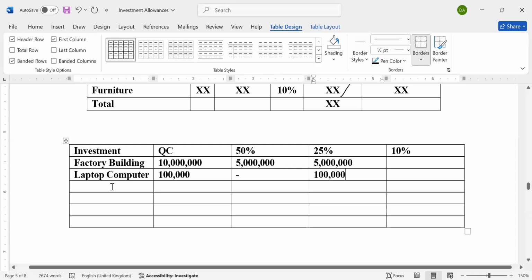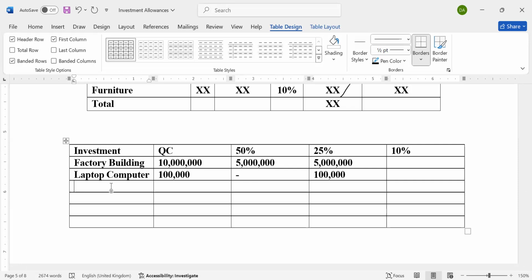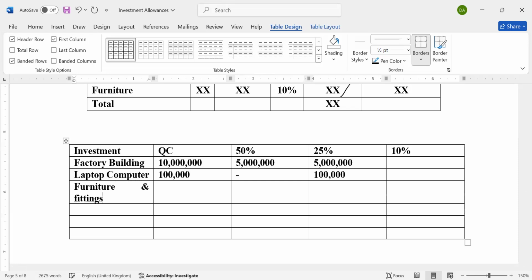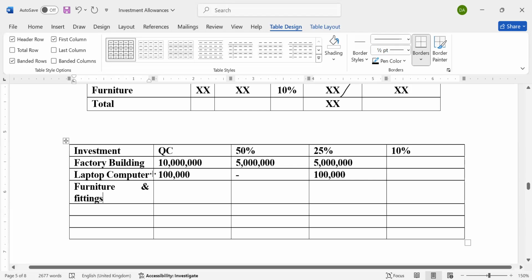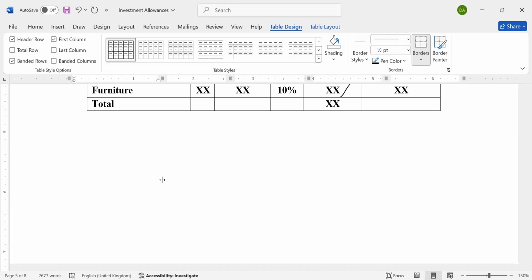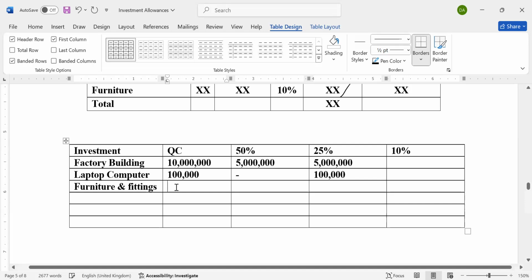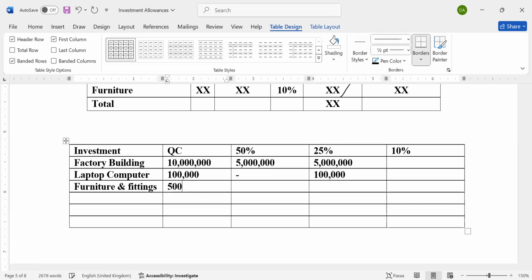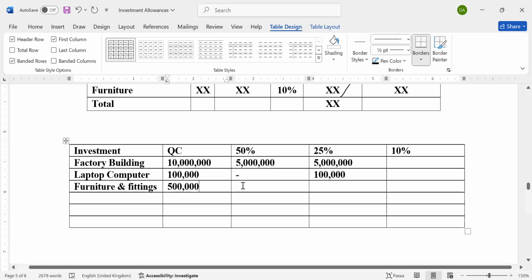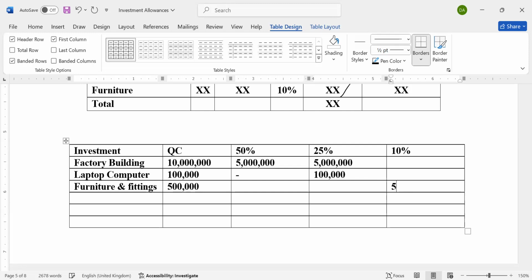Another item which we also want to put there, let's say we have furniture and fittings. Let's say they are 500,000. They don't qualify for 50%. They don't qualify for 25%. They only qualify for 10%. So we put them here.